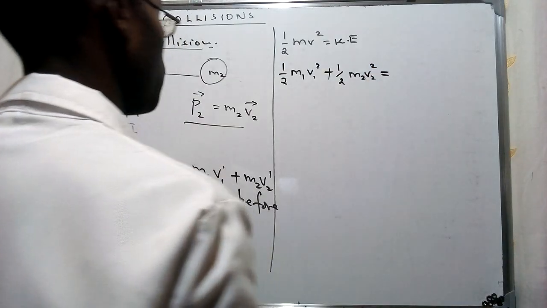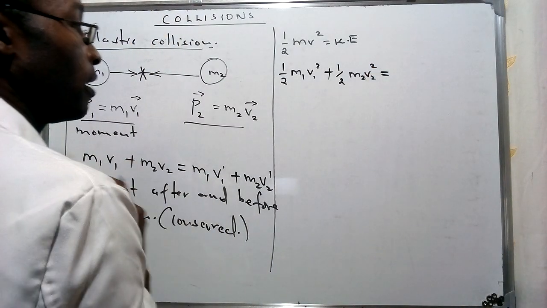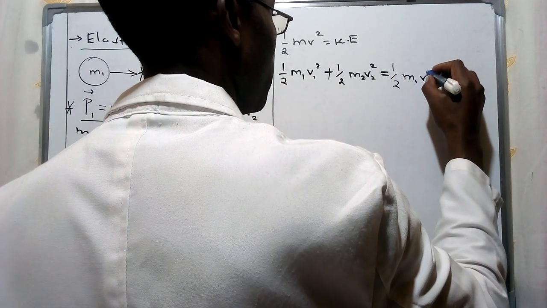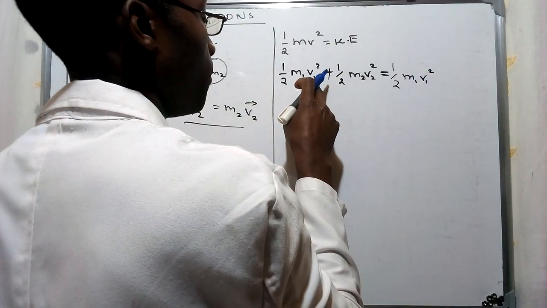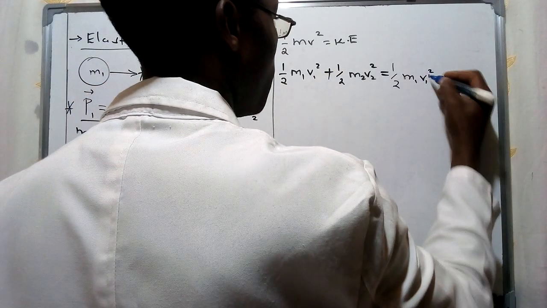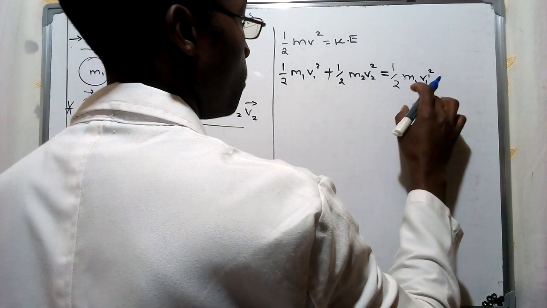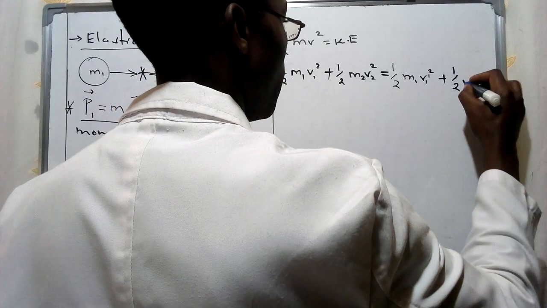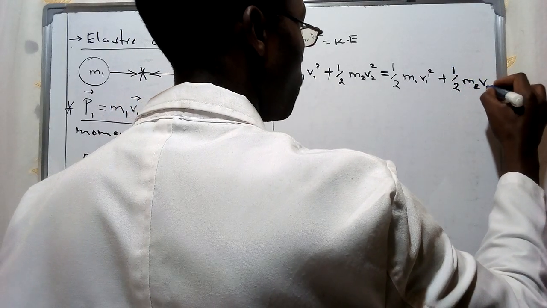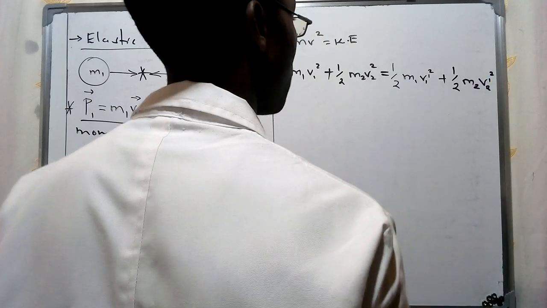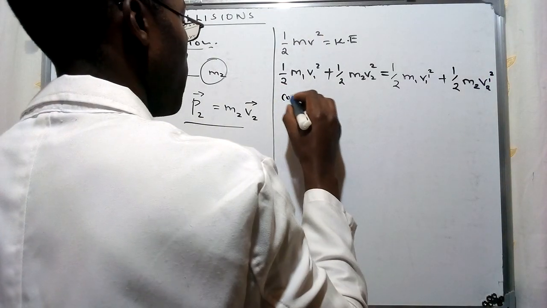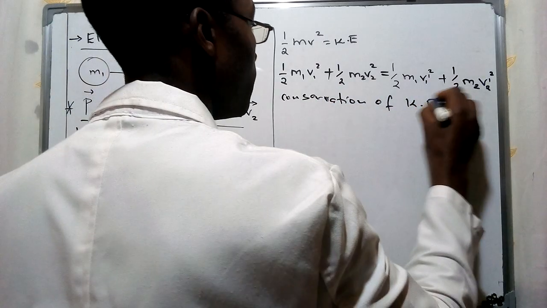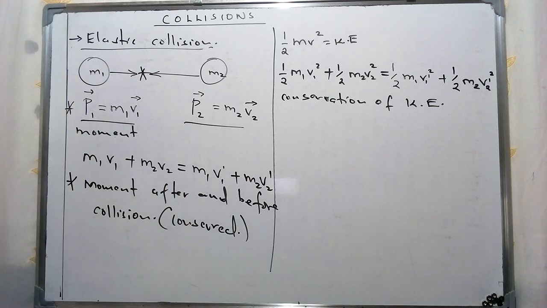So if it's going to be conserved just like momentum, then we're going to expect it to be the same after the collision for the primed velocities. So we have half m1 v1 prime squared plus half m2 v2 prime squared. And this gives us the concept of conservation of kinetic energy in this specific system for elastic collision.